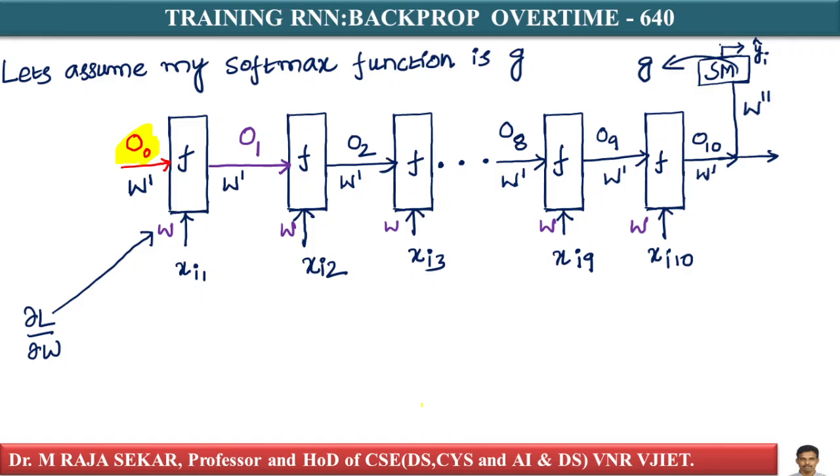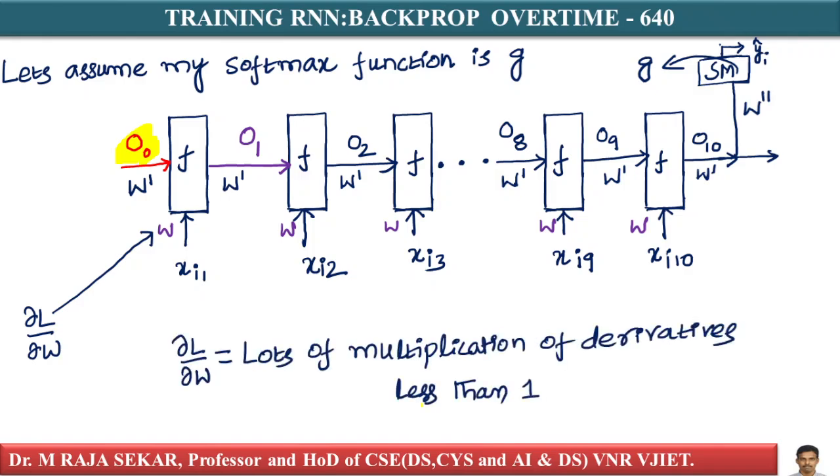When you come to the end of it, in the reverse direction, when you come to the first word, this weight w that we have modified for the first word, dou L by dou w, the derivative of the loss function with respect to the first word, is a part of lots of multiplications of derivatives that are less than 1. That's important. We have lots of multiplications of other partial derivatives.